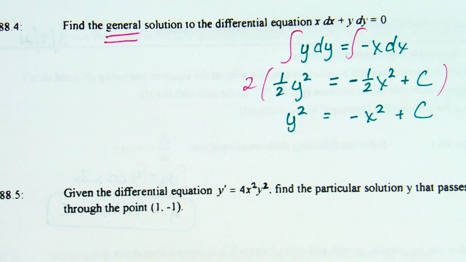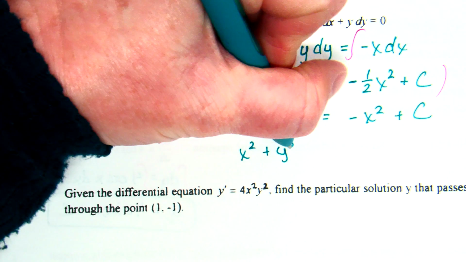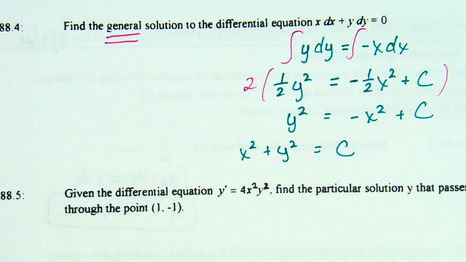If we add the x squared over, do you see the circle? Because if we take minus x squared and add it over, this is x squared plus y squared equals c. And that c is going to represent the radius squared.